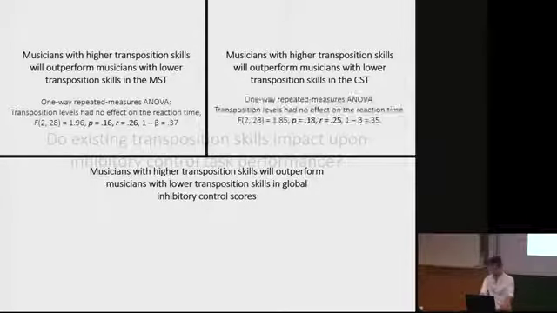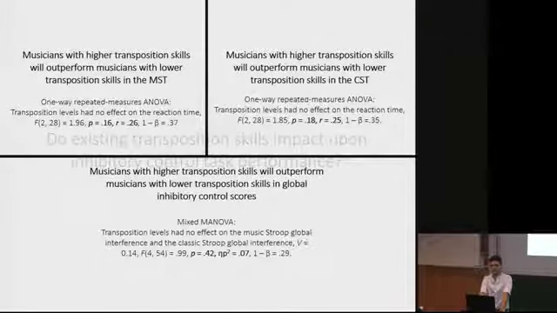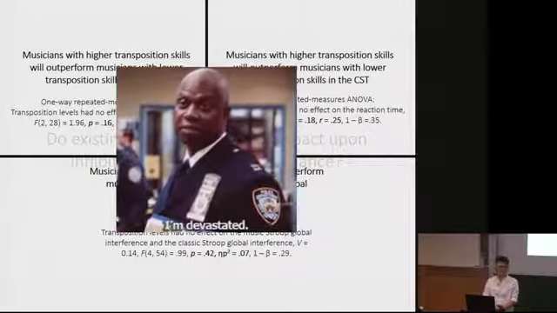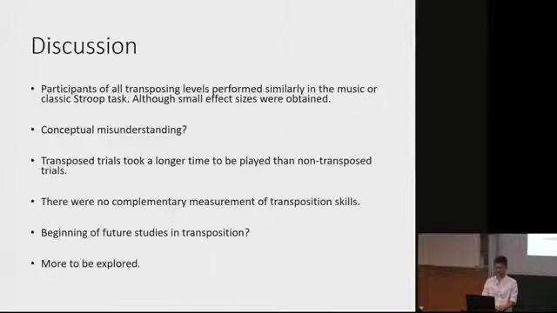Although we found small effect sizes in the first 2 hypotheses, we did not find any significant results for any of the hypotheses, which is kind of unfortunate. However, what did we learn out of this experience? First of all, participants of all transposition levels performed similarly in the music or classic Stroop task, although small effect sizes were obtained. I wonder whether this is because of a conceptual misunderstanding, and perhaps inhibitory control has nothing to do with transposition. That could be one possibility. I would love to hear your opinions about this.